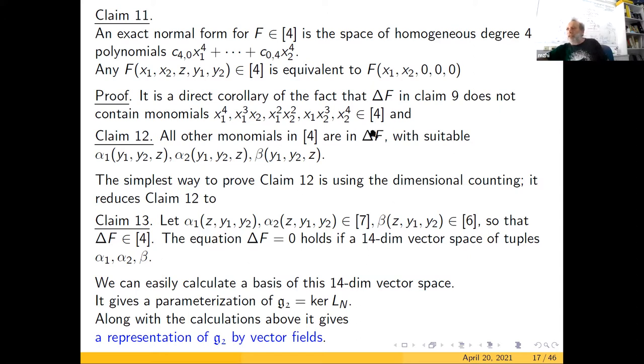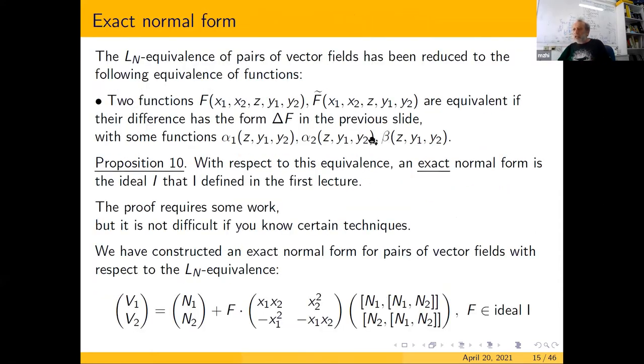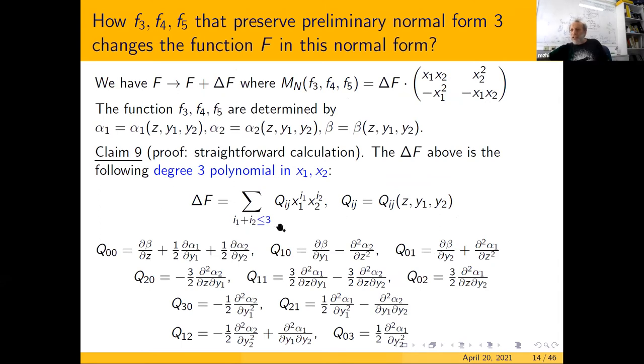And we can kill the other monomials by delta F. They are in delta F. So that's what we have to prove: all the other monomials of quasi-homogeneous degree 4 are in delta F. Delta F is a bit involved, but not that involved. Here is delta F. This is Qij. But with dimensional counting, it reduces this claim to the fact that it suffices to prove that the homogeneous equation delta F is equal to zero holds when all these Qij are equal to zero.